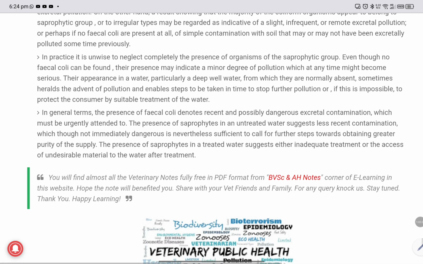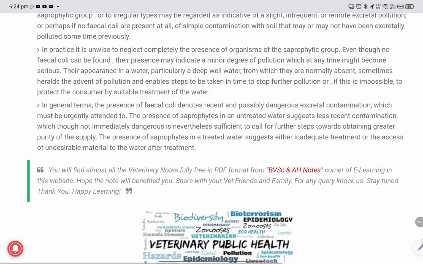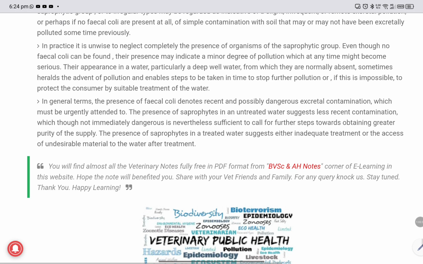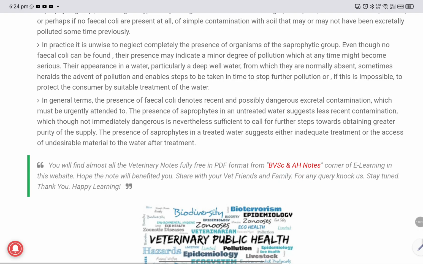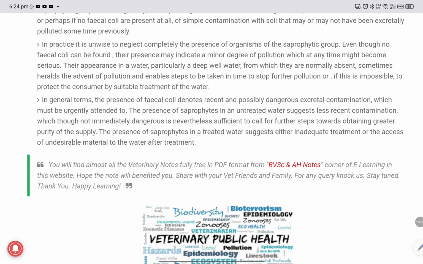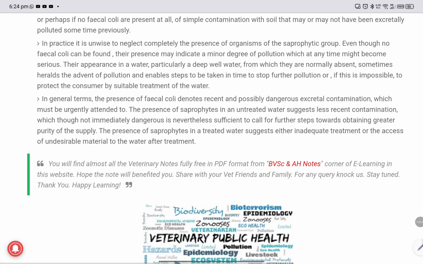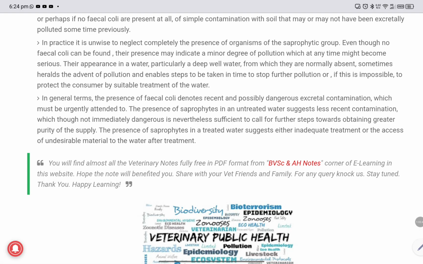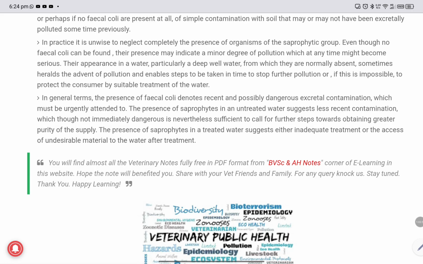In general terms, the presence of fecal coli denotes recent and possibly dangerous excretal contamination, which must be urgently attended to. The presence of saprophytes in an untreated water suggests less recent contamination, which, though not immediately dangerous, is nevertheless sufficient to call for further steps towards obtaining greater purity of the supply.